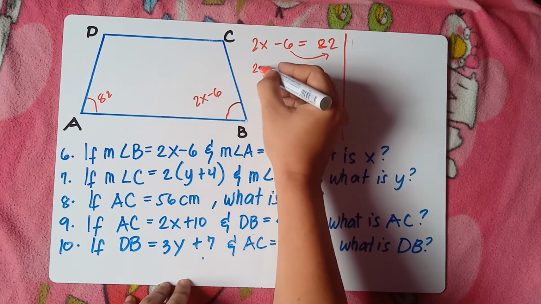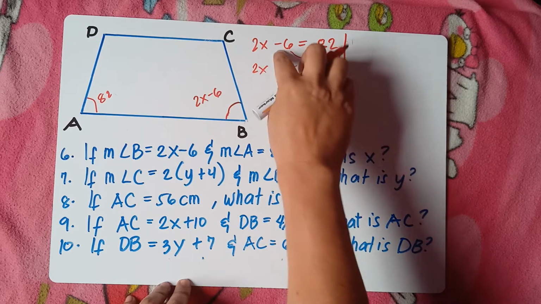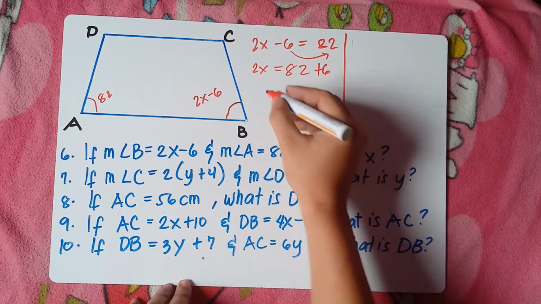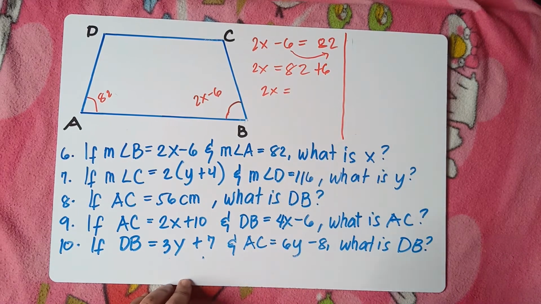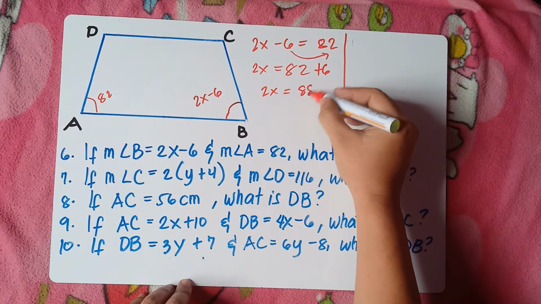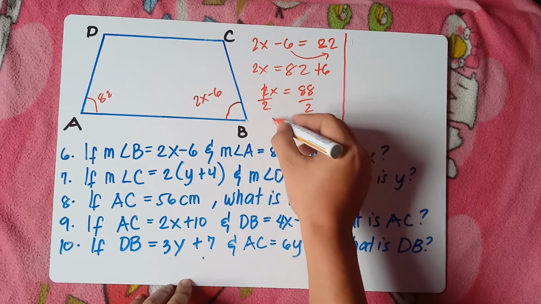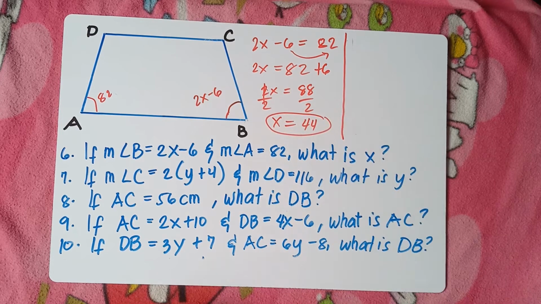So this is 2x equals 82. Now 6 is negative; when you transpose it, it becomes positive 6. So 2x equals 82 plus 6, that is 88. You divide it by 2. So x equals 44.